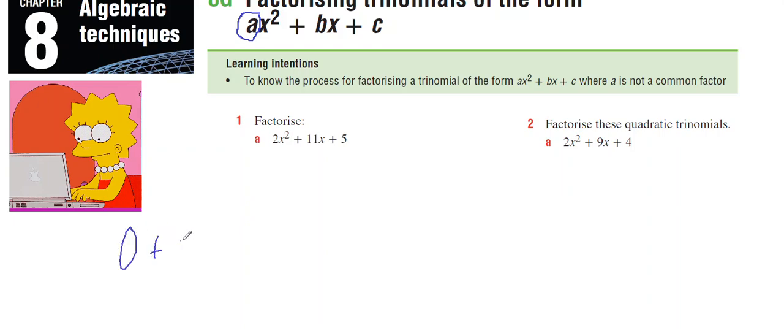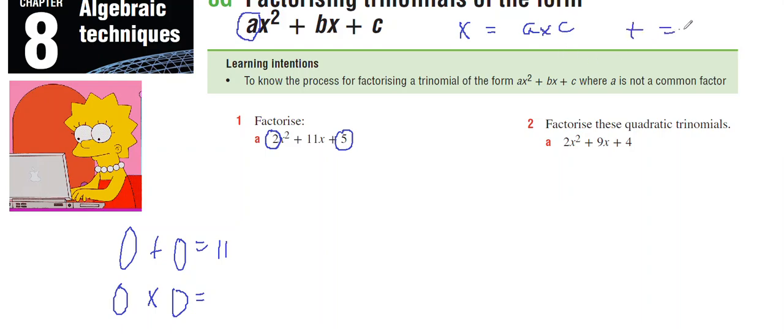And the way that we're going to do this instead is, I want to think of two numbers that when we add together gives me my little number of 11. But the same two numbers, when I multiply them, have to give me 5 times 2. So the two numbers multiply to equal a times c, and the two numbers add to equal b, where this is a and this is c, and b is the middle term. So 5 times 2 is 10. So I need two numbers that add to give me 11 and multiply to give me 10.